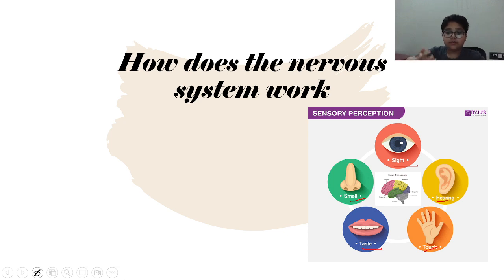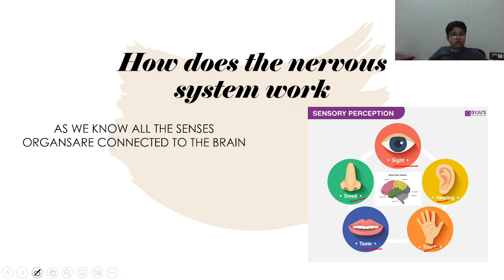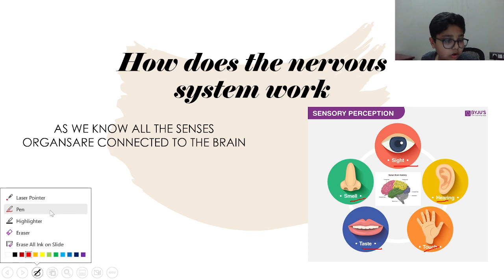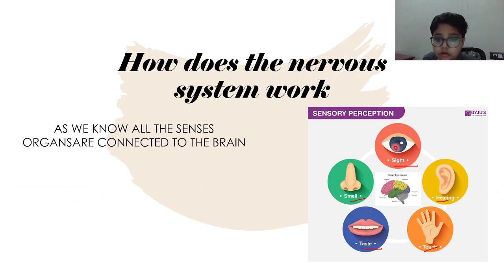How does the nervous system work? How does this happen? As you all know, the sense organs are connected to the brain. Yes, they are connected to the brain. If you don't know, I am telling you: all the sense organs, the eyes, nose, taste, touch, and ear, are connected to one thing. And what's that one thing? That's the brain, which helps us to think and sort out the message.